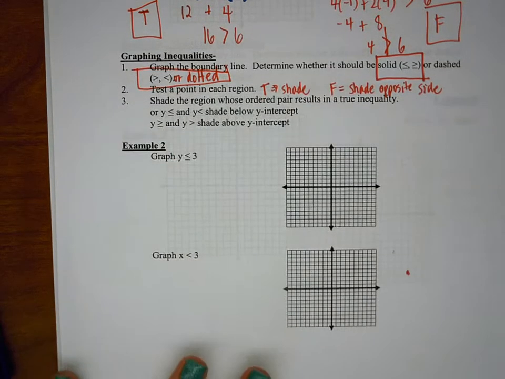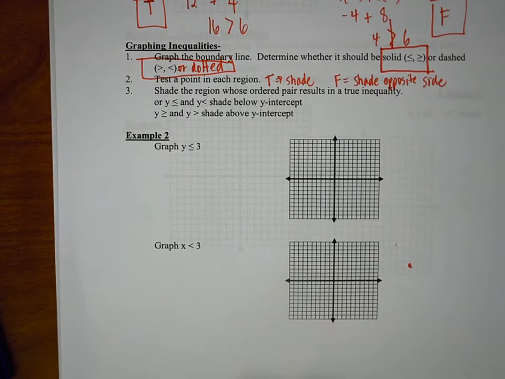So example 2 here, we're going to graph. So we first need to go to y equals 3. So where is the 3 on the y-axis?